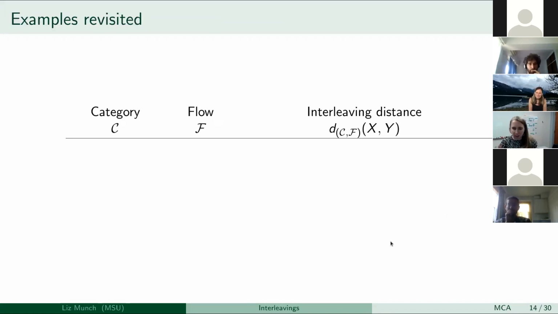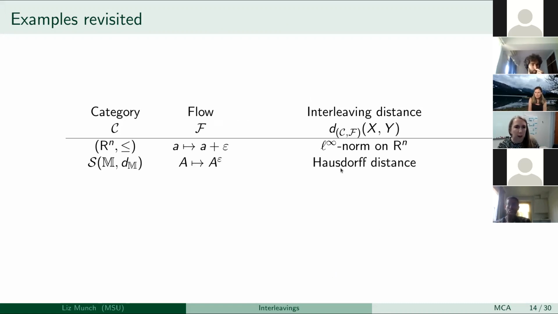Okay, so let's go back to examples because that's my happy place. So before we talked about all these examples of categories and flows, and it turns out that if you take the categories and flows I talked about before, we actually spit out some very standard metrics. So for instance, if you give me Euclidean space with this shift operation for the flow, the resulting interleaving distance is actually just the L infinity distance on R^n, right? So component-wise differences, and look for the maximum possible.